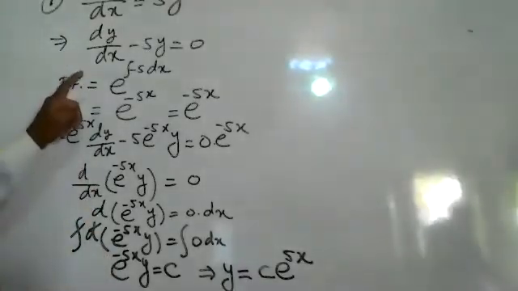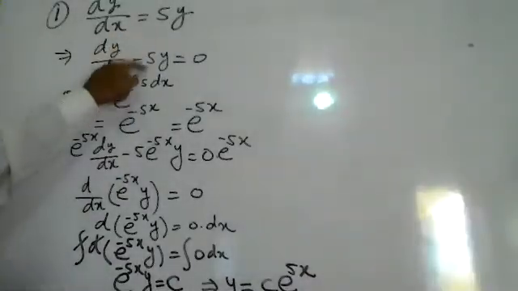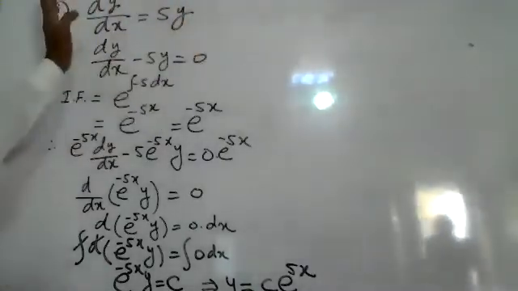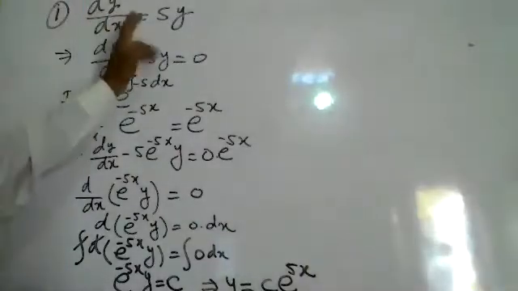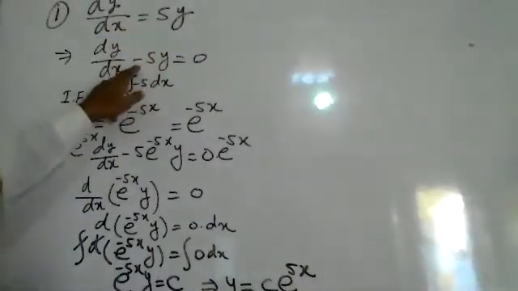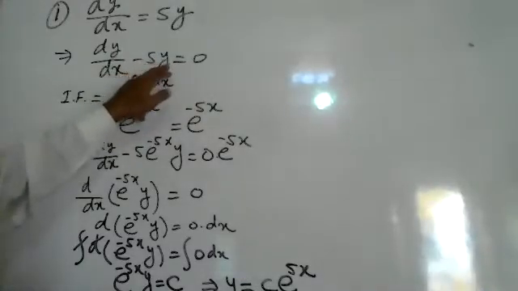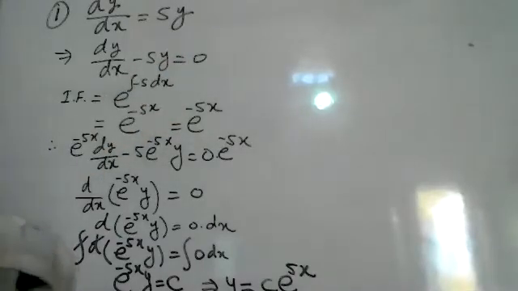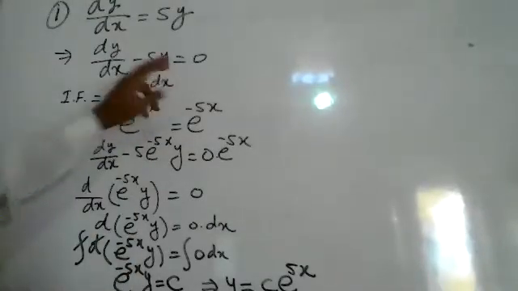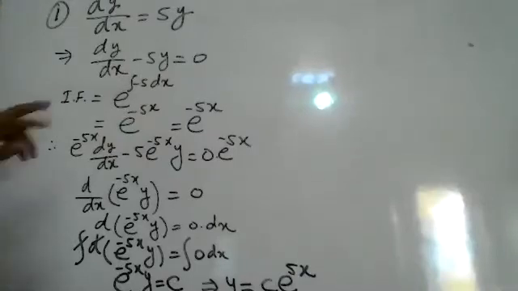Again, I am telling you, that was dy upon dx is equal to 5y. I shifted 5y to that side. All the terms involving y must be shifted to the left side. So y minus y, here it is equal to 0. Now if there are more than one term of y, we will take y common. Then we'll find the integrating factor.